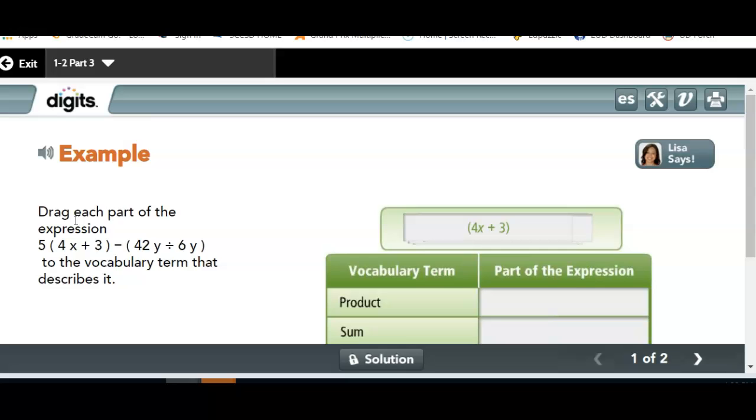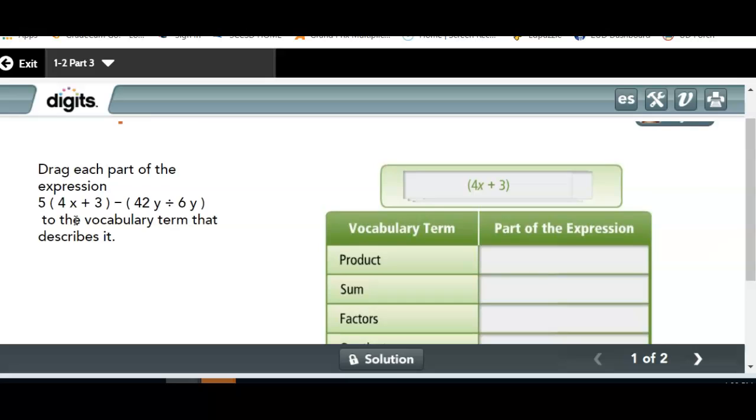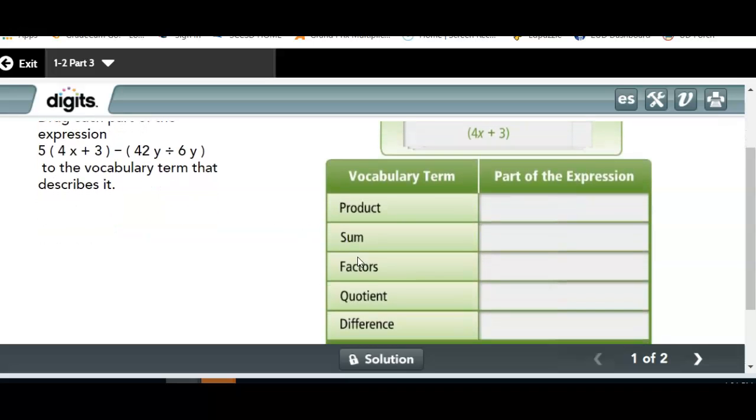Okay, what we're going to do in this problem, we are going to drag each part of the expression. So here is the whole algebraic expression. And we're going to list the vocab terms. We have a product. We have a sum. We have factors, a quotient, and a difference. Again, this part is not in your guided notes. We're just going to look up here on the screen. So I should see all eyes up here.